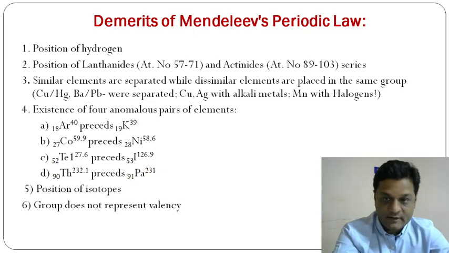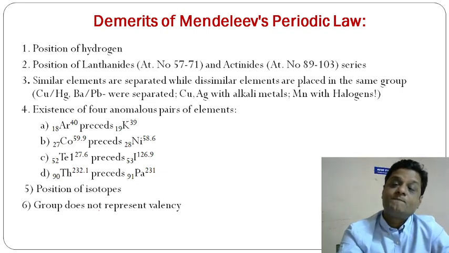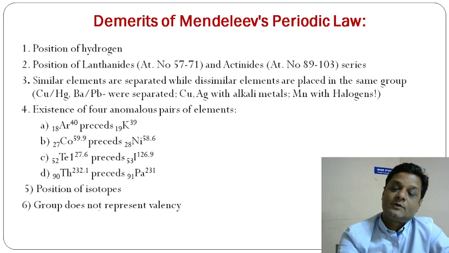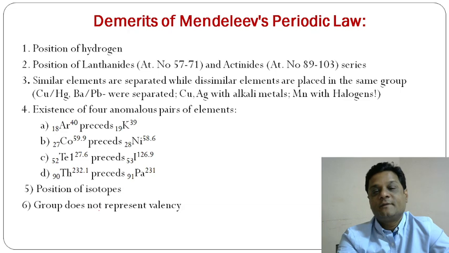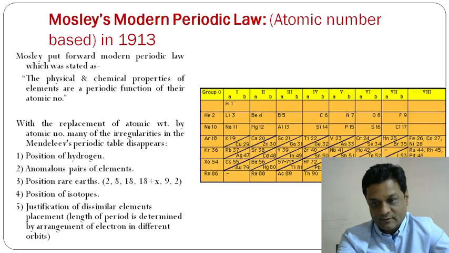Again, it has some drawbacks. It doesn't define the position of hydrogen, lanthanides, and actinides. Similar elements were separated while dissimilar elements were placed in the same group. So these were some drawbacks of the law.